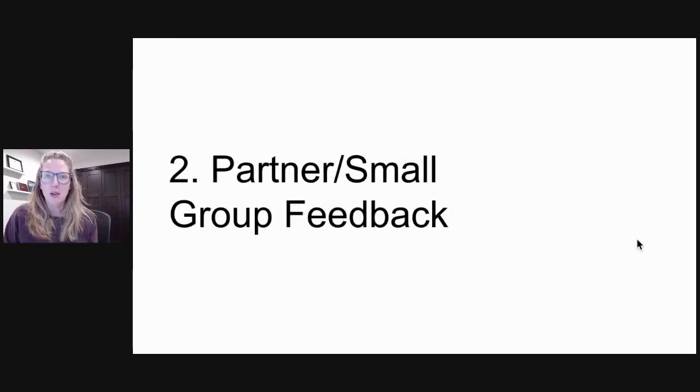Next strategy would be using partner and small group feedback. For this, I mean the traditional, hey, let's switch what we did today and give each other feedback using that proficiency rubric. It can be as simple as that. You can also do things like, hey, let's look at this one piece of criteria on the proficiency rubric. Let's give feedback on just this piece.